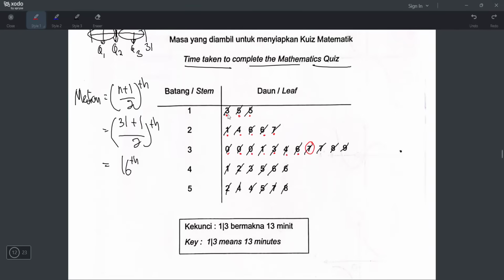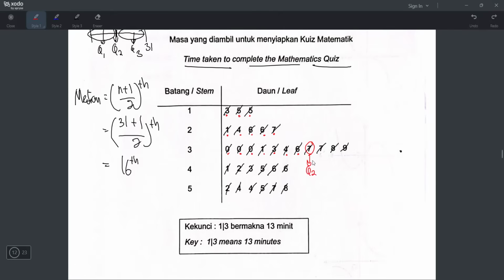The reason why we can count like that is because it's already in ascending order. The stem and leaf plot is already arranged so nicely for you: 13, 15, 15, 21, 24, 26, 27, 30, 30. It's already arranged in ascending order, that's why you can just count it like that. But you have to count from the smallest to the largest number, in ascending order. So this is your Q2.